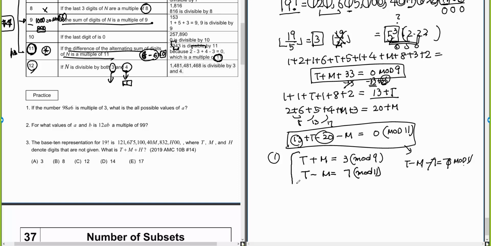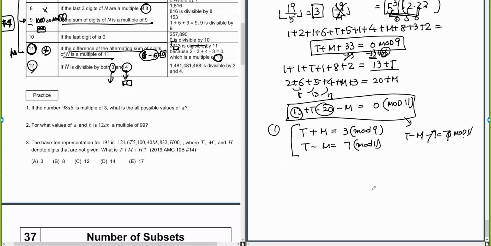We got a final two equations over here. So now check it out. What is the possible value of t plus m? T is 1 to 9, m is 1 to 9. When you divide by 9, remainder 3, this one should be 3, or plus 9 is 12. Or plus 18 is too much, 21, no, the maximum number is 18, right? So only two numbers available, 3 or 12.